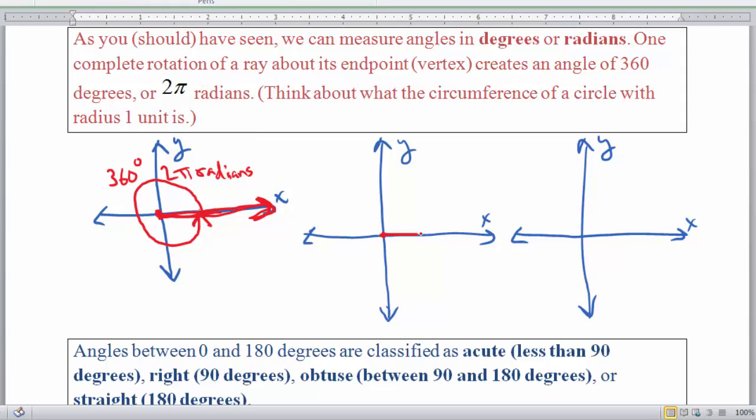Okay? Now, any angle that's between 0 and 90 degrees, so if I have an angle like this, that would be an acute angle, right? It's less than 90 degrees. Of course, if you have a right angle, that's a 90-degree angle, right? So this here would actually be a right angle because it's 90 degrees, all right?